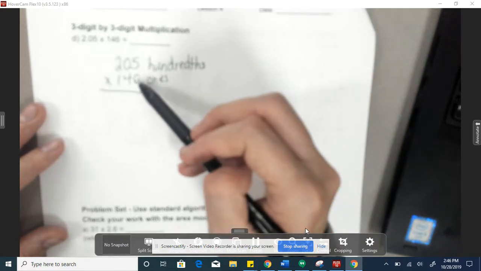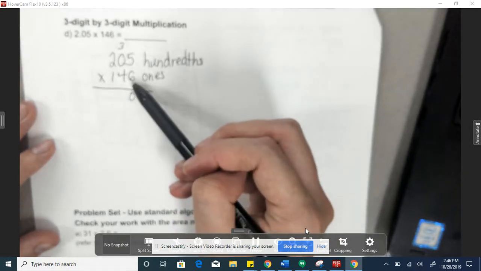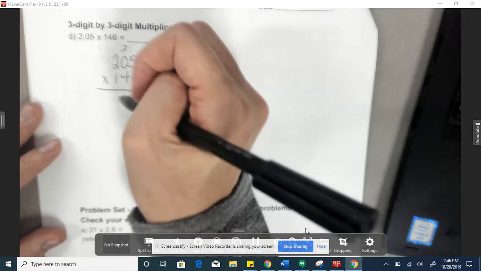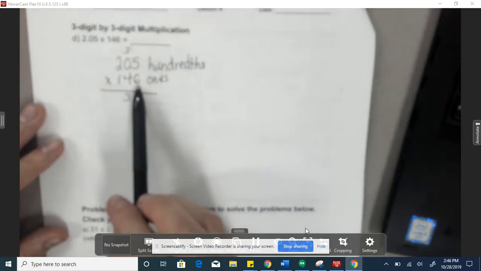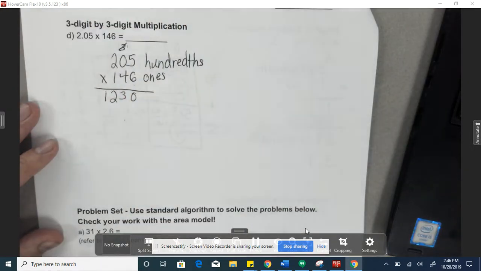Here we go. Okay, so we're going to start by multiplying from the ones place. 6 times 5 is 30. We're going to put a 0 in the ones place, carry the 3 to the tens place. 6 times 0 is 0, plus 3 is 3. Then 6 times 2 is 12. I'm going to cross out that 3 since I've already used it.